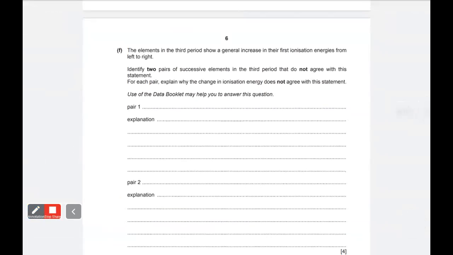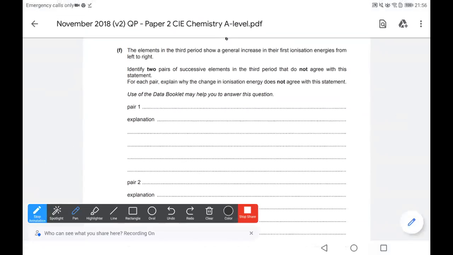Elements in the third period show a general increase in their first ionization energies from left to right. Identify two pairs of successive elements in the third period that do not agree with this statement. For each pair, explain why the change in energy does not agree with the statement. This question is always there. For this type of question, we should know the pattern.